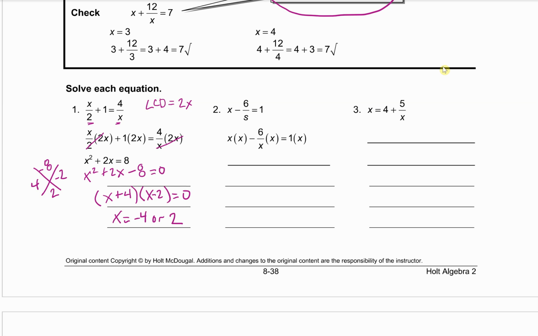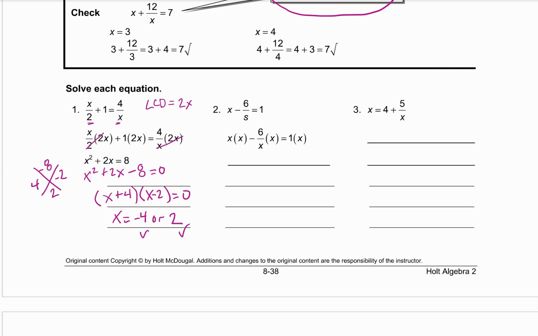But I still have to go back and check. All right, so if I put negative 4 in there, negative 4 divided by 2 is negative 2. 4 divided by negative 4 is negative 1. Negative 2 plus 1 is negative 1. All right, so the negative 4 checks. Now put 2 in there. 2 divided by 2 is 1, plus 1 is 2. 4 divided by 2 is 2. 2 checks. So they both work. So both those answers are correct.